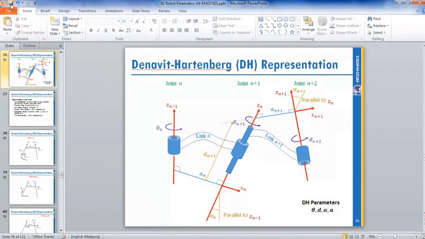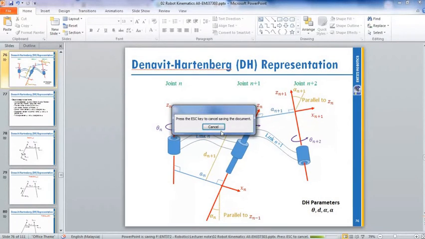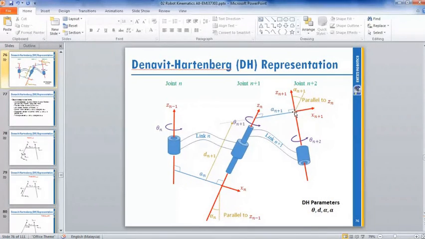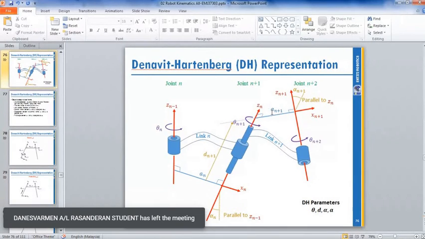Translation along X is a. We call it a. And then rotation of the X axis. So this is the X axis. Translation along X, the name is a. Rotation along X.